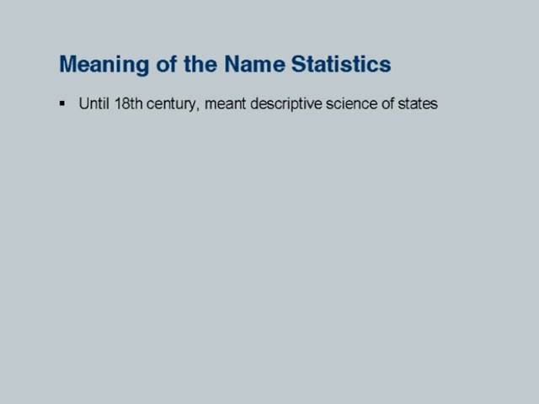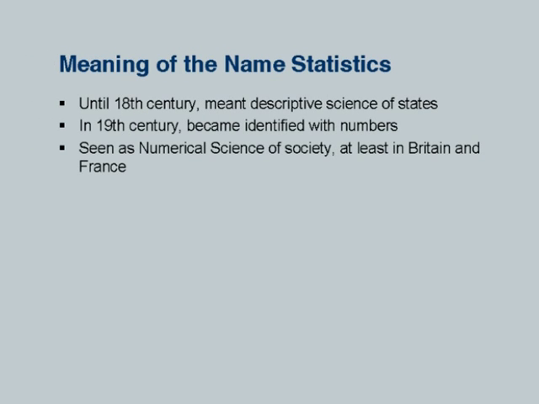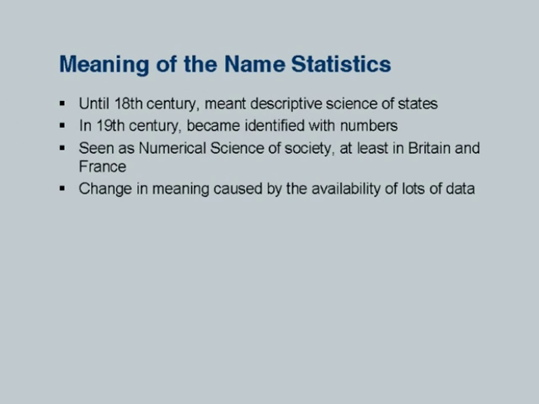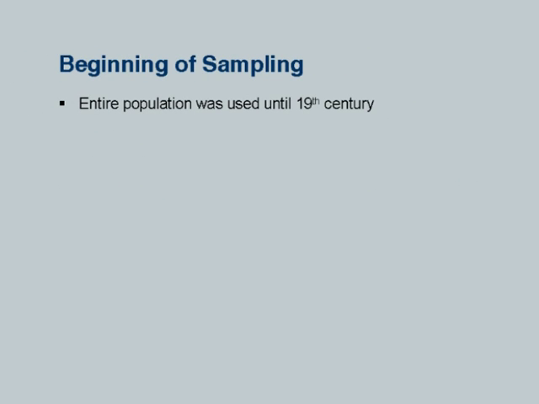Until the 18th century, statistics meant descriptive signs of states. In the 19th century, it became identified with numbers. It is seen as numerical signs of society, at least in Britain and France. The reason is that lots of data were available at that time. That is the reason why the definition itself got changed. I'm coming back to the reference I made earlier: until the 19th century, the entire population was used. They used to count everybody, not a sample.